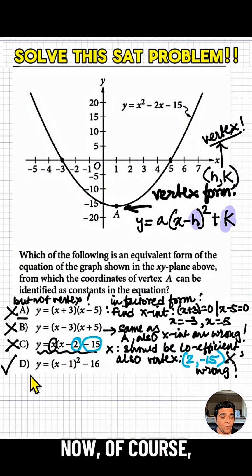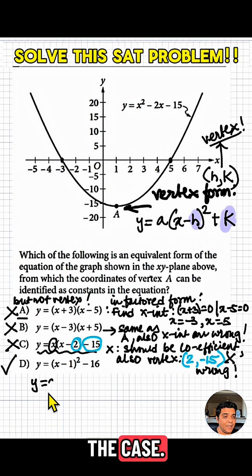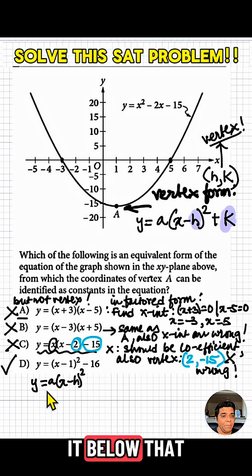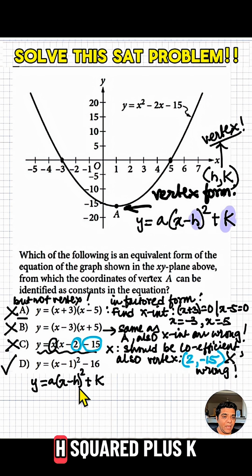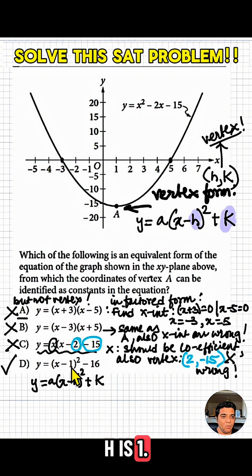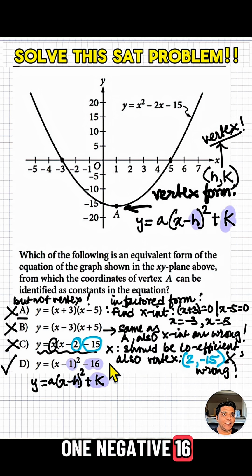Choice D is now of course the correct answer. Now let's quickly see why that is the case. Let's take this form and write it below so we can see what is what here. a(x minus h) squared plus k. h is 1, the x value of the vertex. k is negative 16. So you have 1, negative 16 as the vertex.